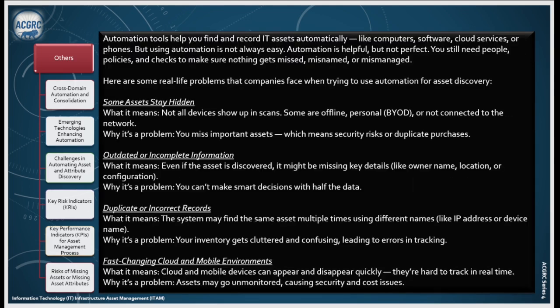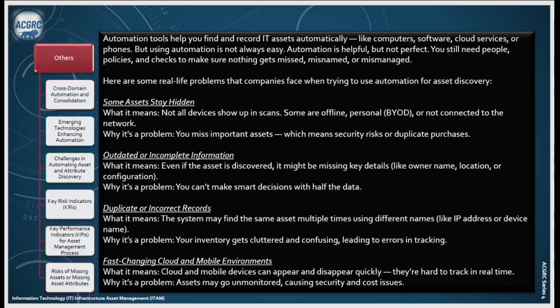Automation tools help you find and record IT assets automatically, like computers and other hardware, as we discussed. But using automation is not always easy. Automation is helpful but not perfect. You still need people, policy, and checks to make sure nothing gets missed or misnamed or mismanaged. Here are some real life problems that companies face when trying to use automation for asset discovery.